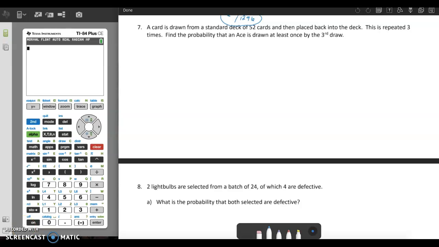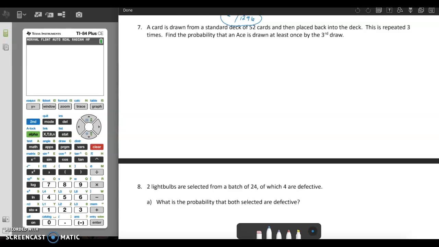Okay, let's do a couple more examples because these at least one probabilities are a little bit confusing and they take a little bit of practice. So in this case, we have a card drawn from a standard deck of 52 cards and then placed back into the deck. This is repeated 3 times. Find the probability that an ace is drawn at least once by the third draw.